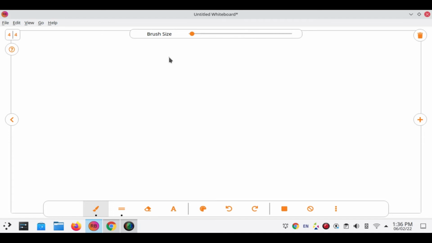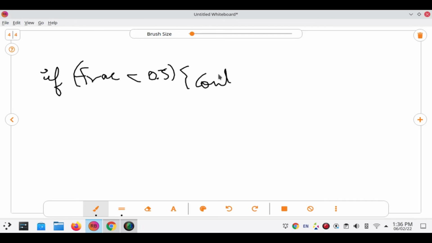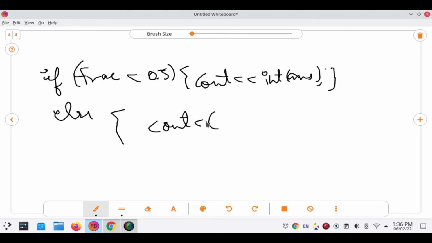Okay, let me write it clearly here. If the fractional part is less than 0.5, then it will print out the integer of answer, else it will print out integer of answer plus 1. I hope that makes sense.